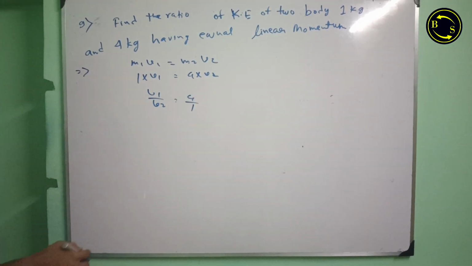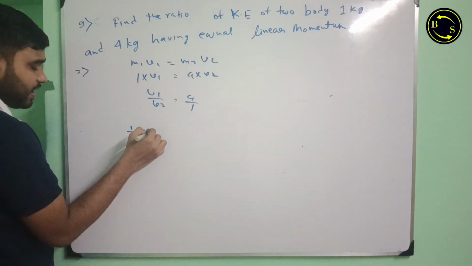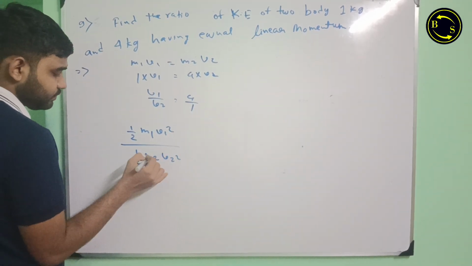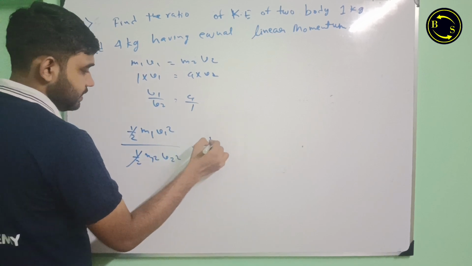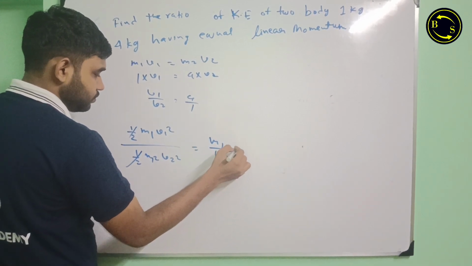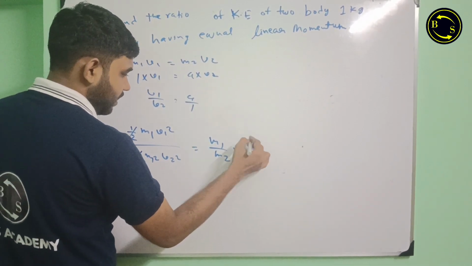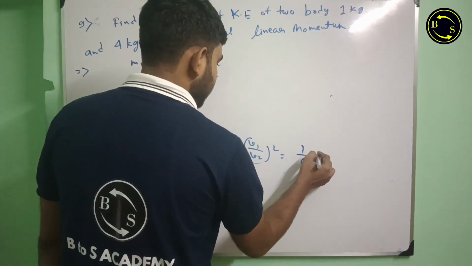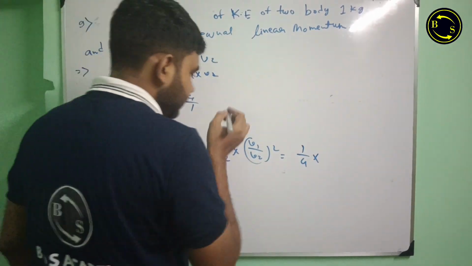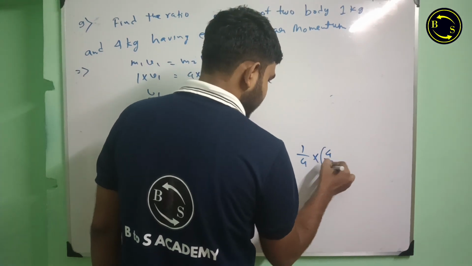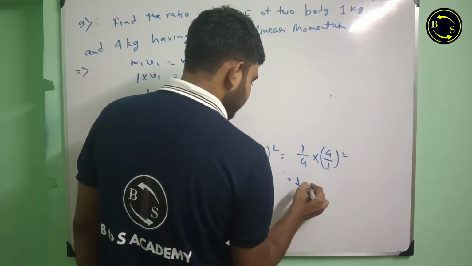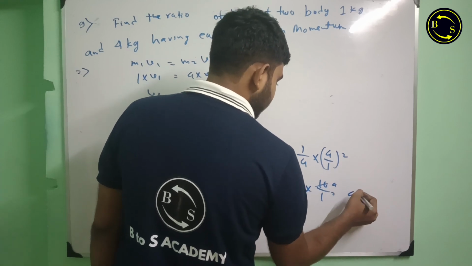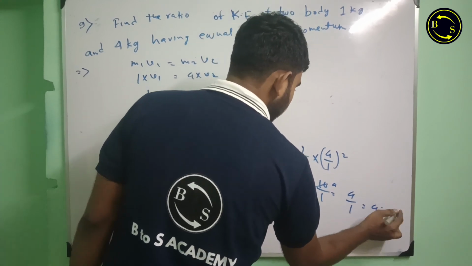Then the ratio of kinetic energy is half m1 v1 square by half m2 v2 square. Half cancel করলে, m1 by m2 into v1 by v2 whole square. m1 is 1, m2 is 4, v1 by v2 is 4 by 1 whole square. 1 by 4 into 16 by 1, which gives us 4 by 1, that is 4:1.